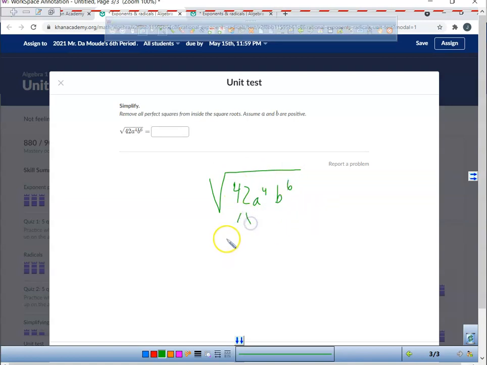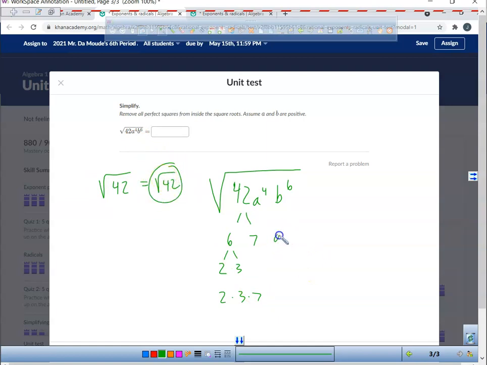Now 42 breaks down to a 6 times a 7, and 6 breaks down to a 2 and a 3. And hopefully you'll see that, 2 times 3 times 7, there are no pairs. So the square root of 42, if I said, what's the square root of 42 equal to? You'd say the square root of 42. You're right. You can't simplify it.